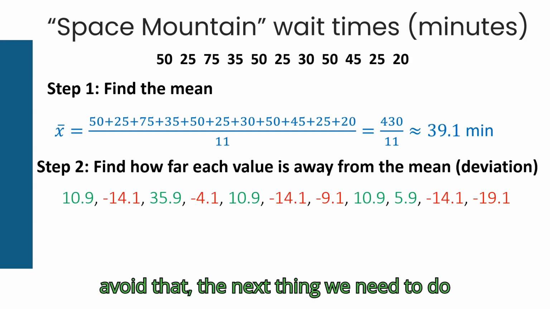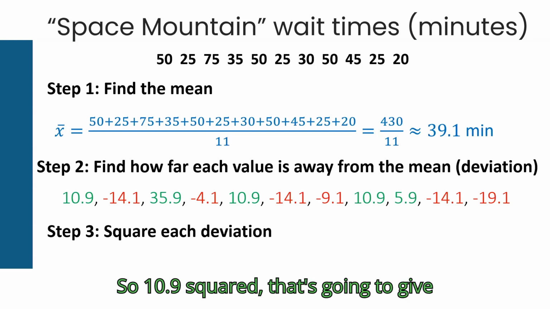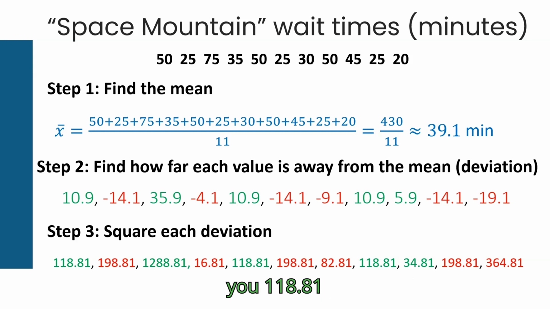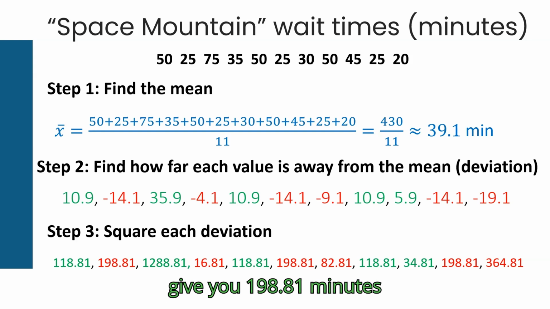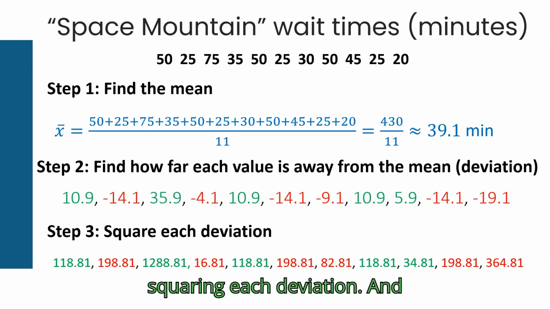So to avoid that, the next thing we need to do is to square each deviation. So 10.9 squared gives you 118.81 minutes squared. Negative 14.1 squared gives you 198.81 minutes squared. And you keep squaring each deviation. As you can see, now our values are all positive.